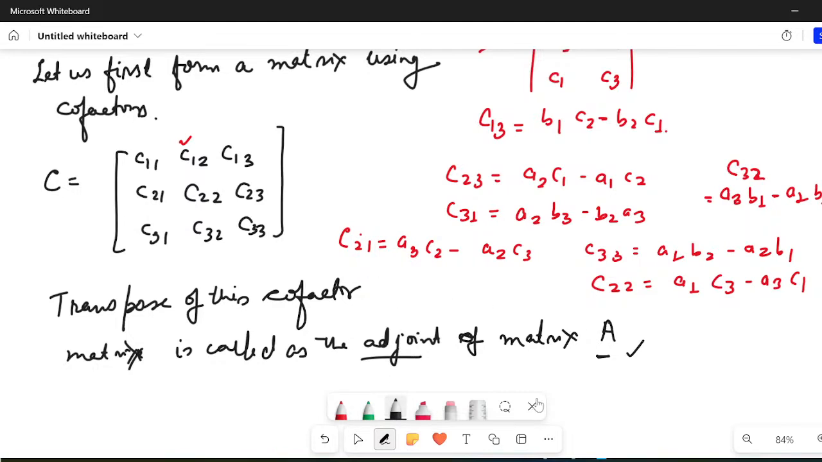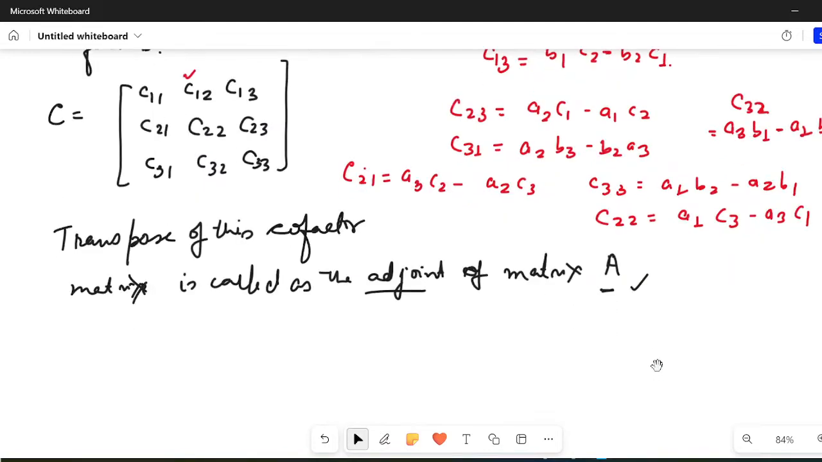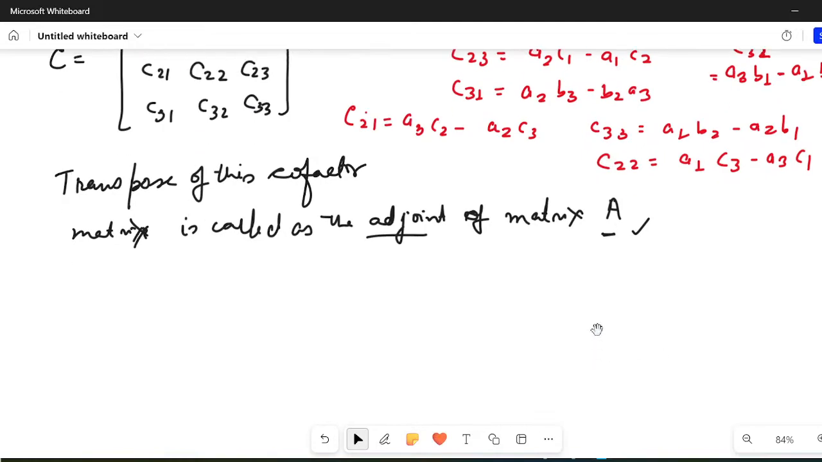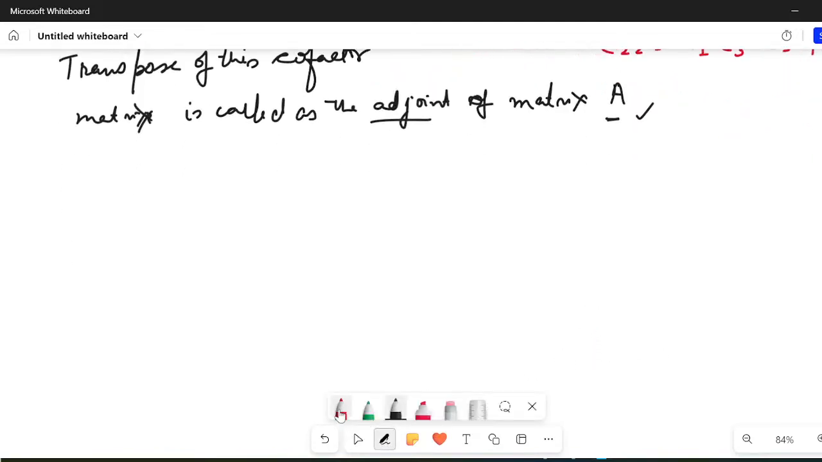Okay, so now this is called the adjoint. I think this is quite clear. I'm going to take one simple example and then we'll move further. Let us try to write the adjoint of this matrix A given by 1, 2, 3, 0, 5, 0, and then 2, 4, and 3, I think this is 1.